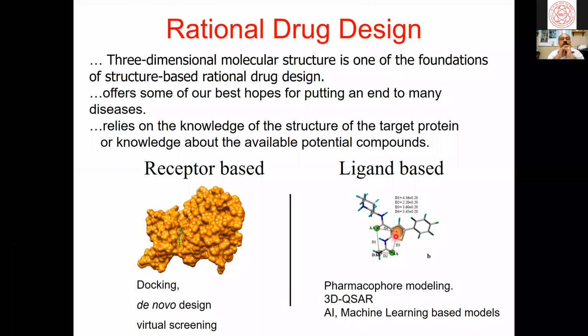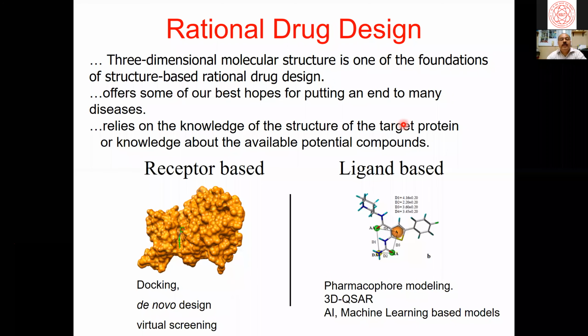So, the three-dimensional structure of proteins, we have been discussing. The reason is that the three-dimensional molecular structure is one of the foundations of structure-based rational drug design, and this offers some of our best hopes for putting an end to many diseases. Based on the knowledge of the structure, we can classify a receptor-based approach, where you can use methods like molecular docking, de novo design or virtual screening to exploit the structure.